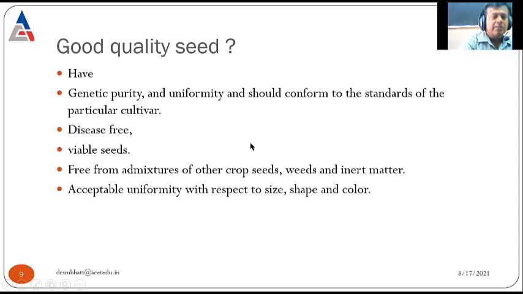So this is the quality of seed. It would be genetically pure and follow the particular standard of the particular cultivar. It would be disease free. They should be viable, right? And they should be free from various inert matter, weed, crop seeds, etc. And they should also have uniformity in size, shape, and color.